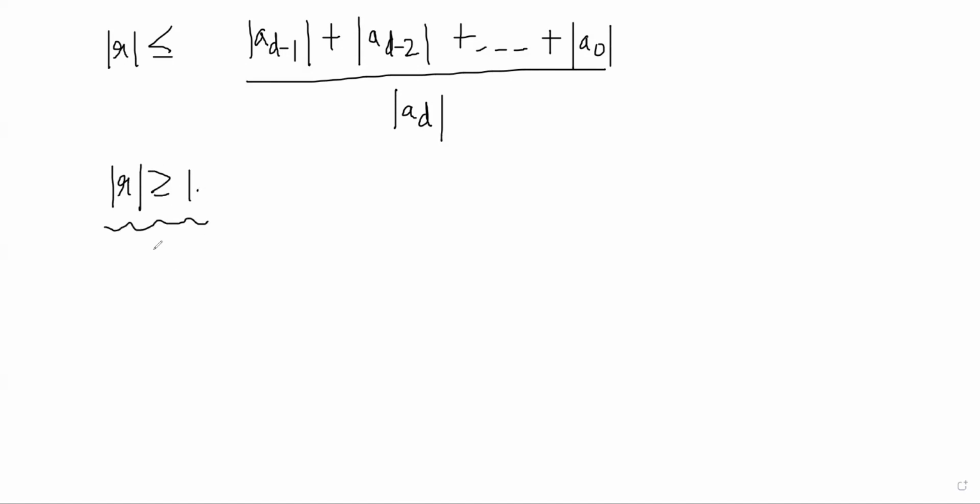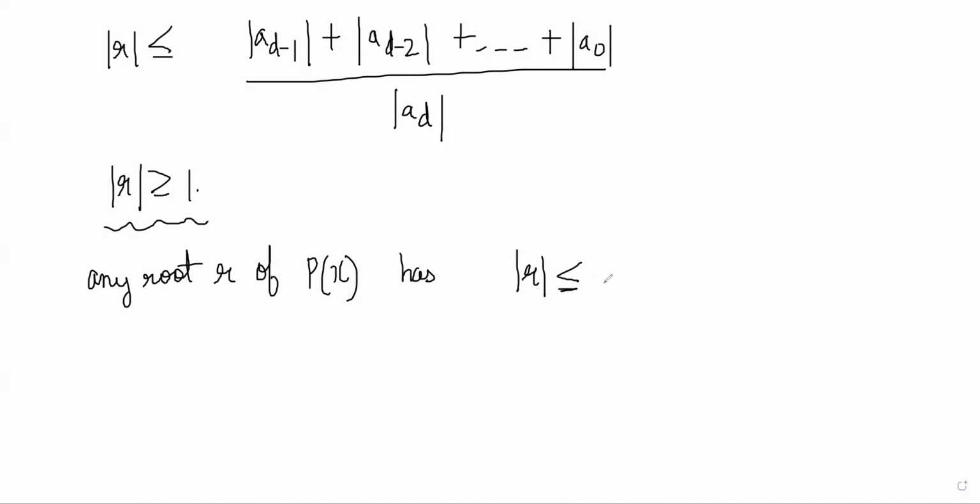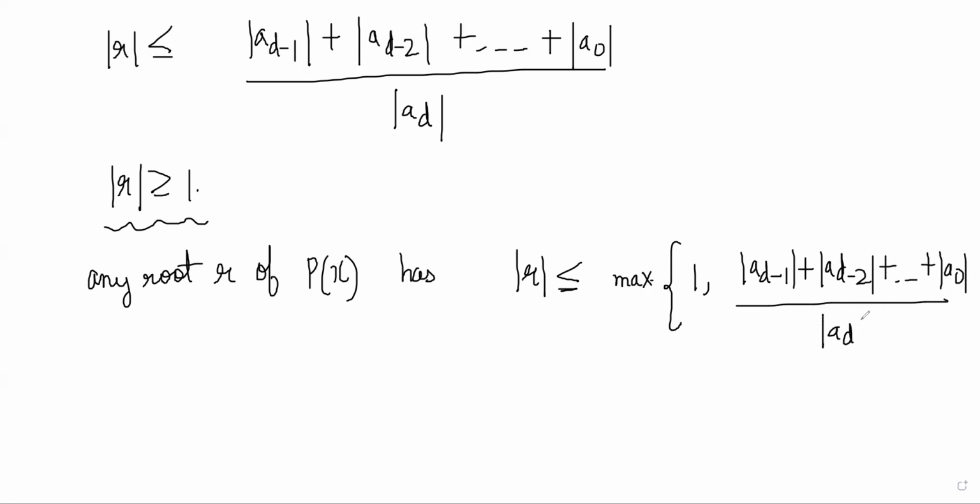So basically we have gotten this, and we also knew this, we have used this also. So what we have found is that any root r of p of x has mod r less than or equal to the maximum of 1 and mod of a_{d-1} plus mod of a_{d-2} till mod of a_0, by mod of a_d.